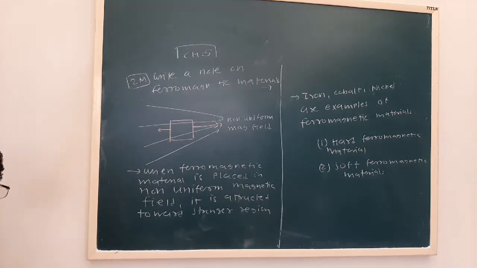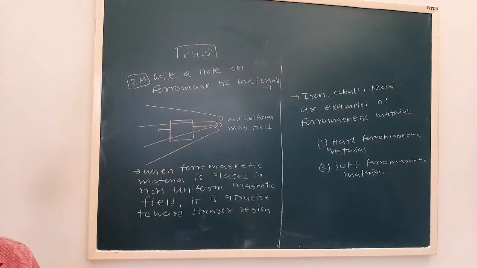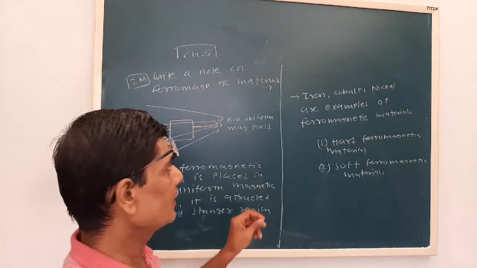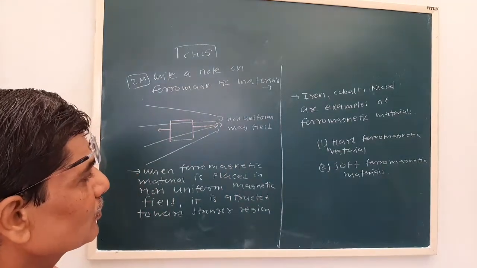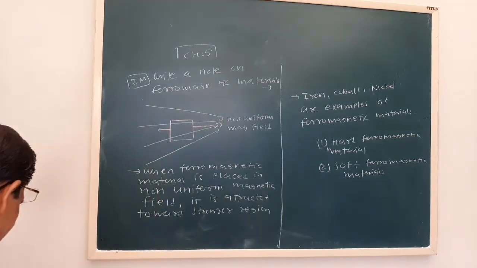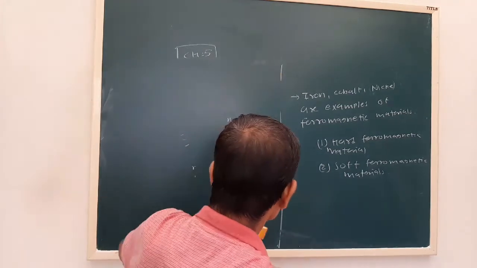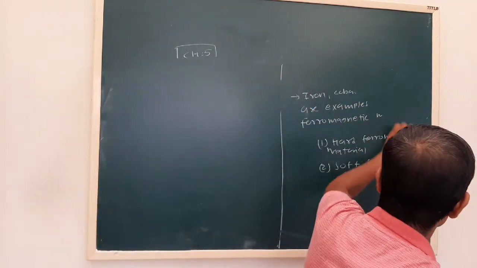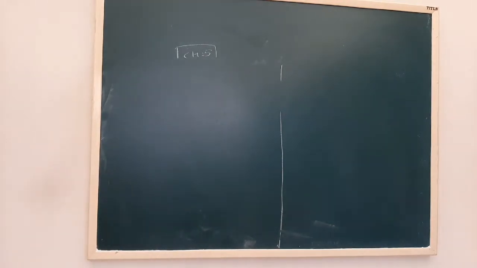But here, when ferromagnetic material is placed in a non-uniform magnetic field, it is attracted toward the stronger region. Iron, cobalt, and nickel are examples, and it is broadly divided into hard ferromagnetic material and soft ferromagnetic material. Now, this is about the magnetic property of the materials. We talked about paramagnetic materials, ferromagnetic material, and diamagnetic materials.